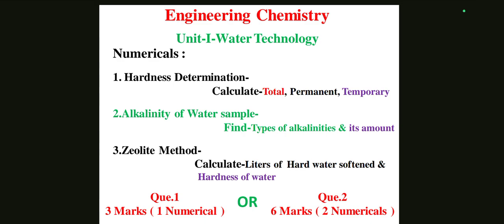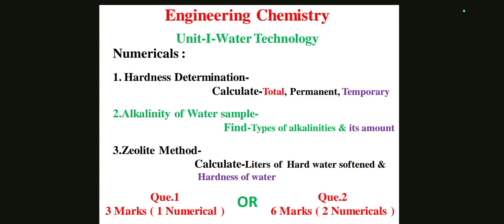If you select question number 1, then there will be one numerical compulsory for 3 marks, and if you select question number 2, then there will be 2 numericals with a total weightage of 6 marks. As you know, for passing the SEM examination, you require a total of 12 marks. So if you select question number 2, then 50% of your work will be over if you solve 2 numericals perfectly, because 2 numericals will give you 6 marks.